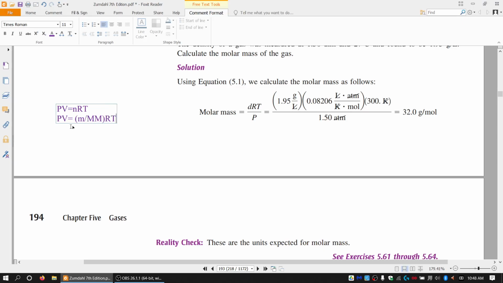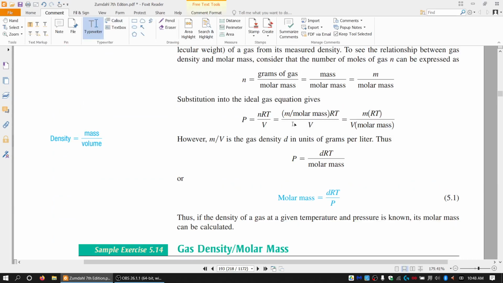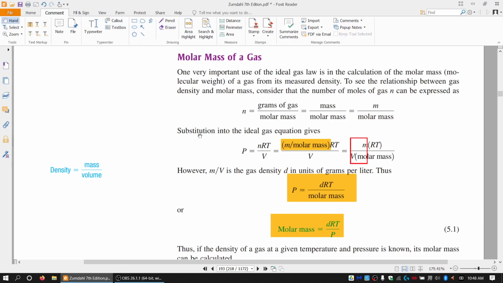And what that allows you to do is divide by volume on both sides, and you could see them constructing the equation up here. So you could see they swapped in the mass over molar mass, and molar mass ends up in the denominator, and you could see they get M over V. M over V is density, and so they wind up with this rendition of the ideal gas law. And so if you were given a density and it's a gas problem, you're probably using just this rendition.